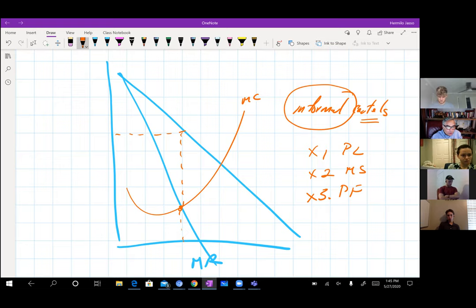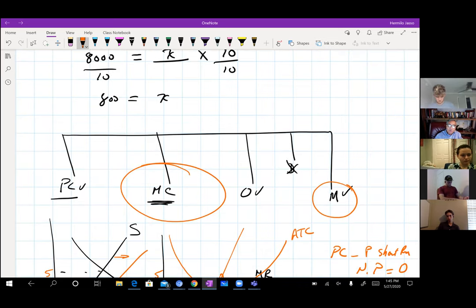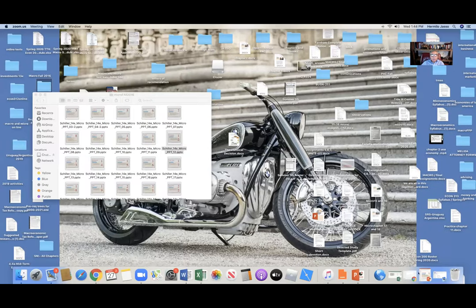So now we're going to try to understand the last market structure, monopolistic competition. What is monopolistic competition? How do they behave? How do they act? Do they make profits? Is it good for us? Is it good for the economy? Those are the things we're going to try to understand. So let me share my screen. And we begin with monopolistic competition. So we have this.